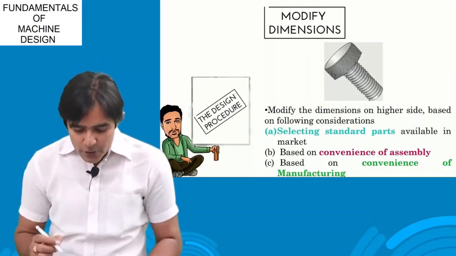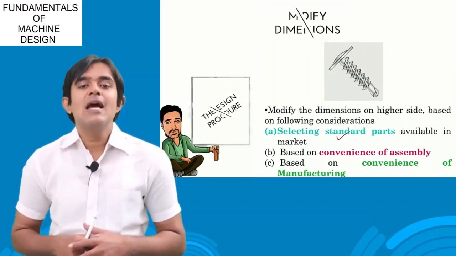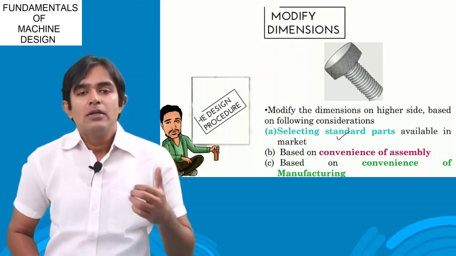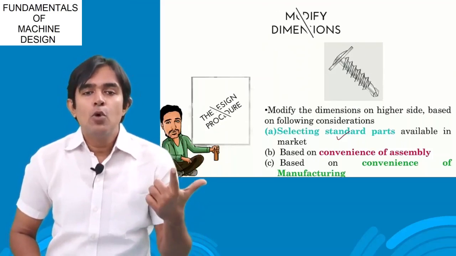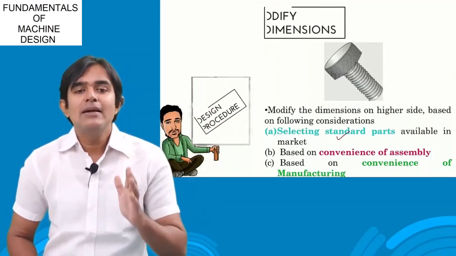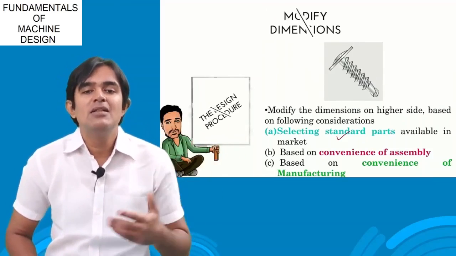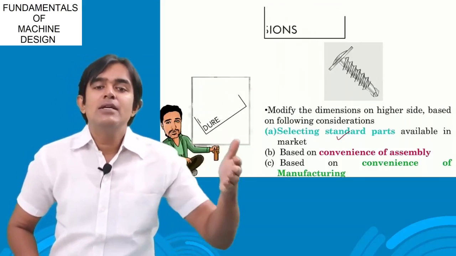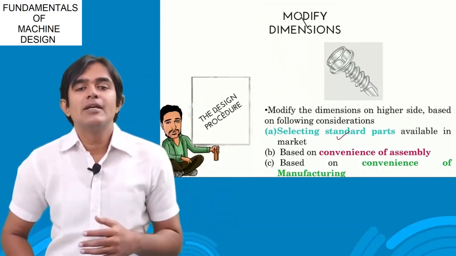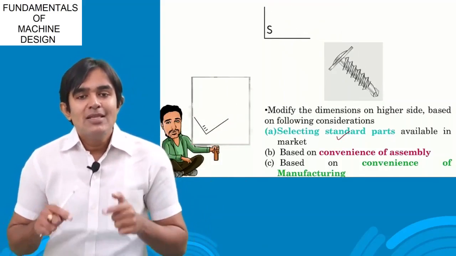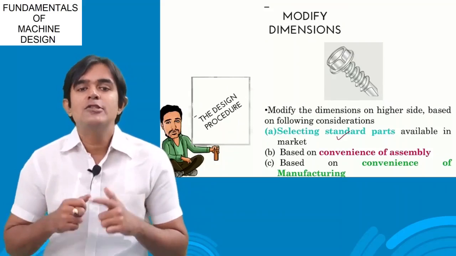So we are going to do the selection of the standard parts. For example, there is no need of taking a nut or a bolt and manufacturing it. They are already available in the market. The standard nut bolts are already available in the market. Then why waste your time in manufacturing a different sort of nut and bolt if they are already available? Standard parts are already available. So in this step, we will go for standardized parts.